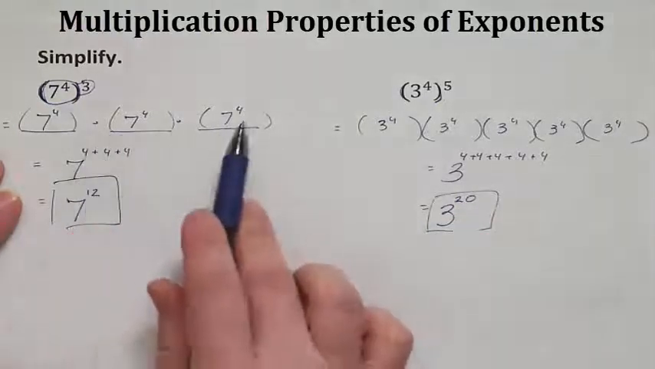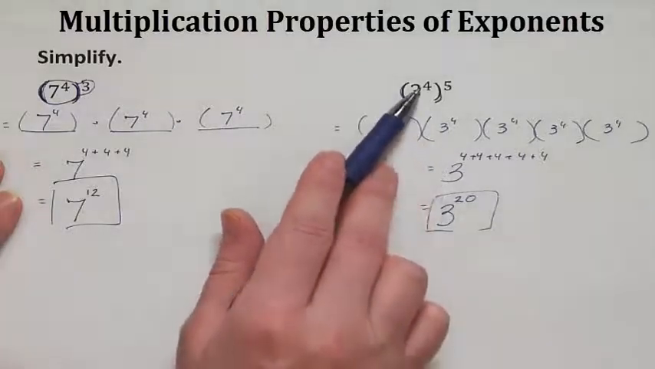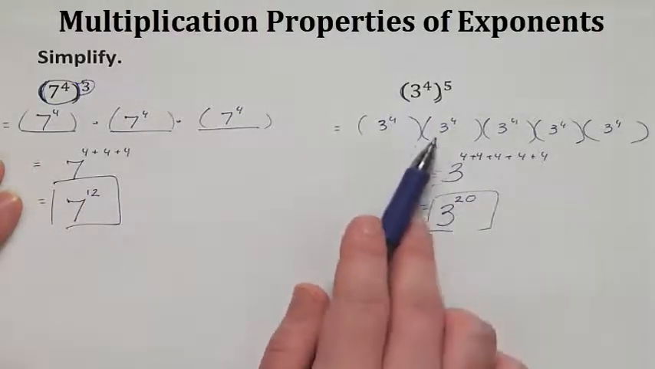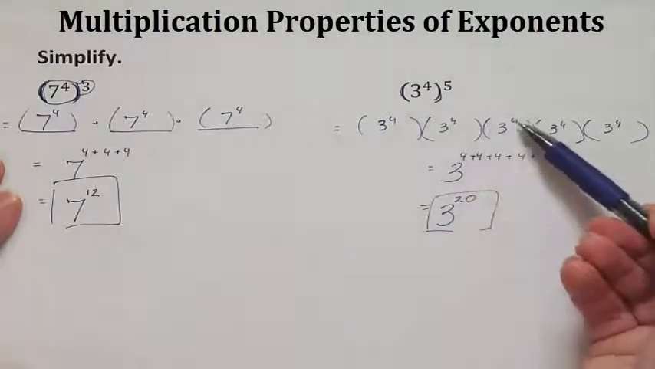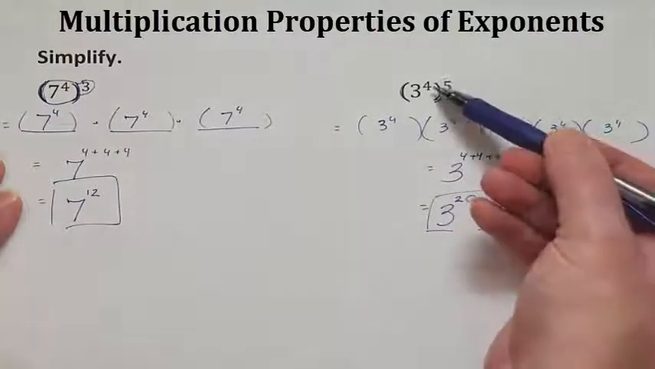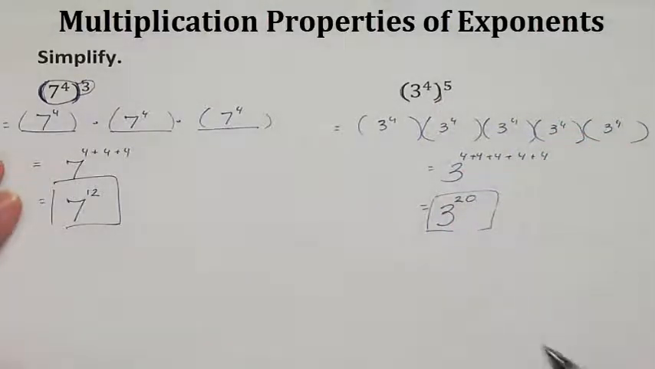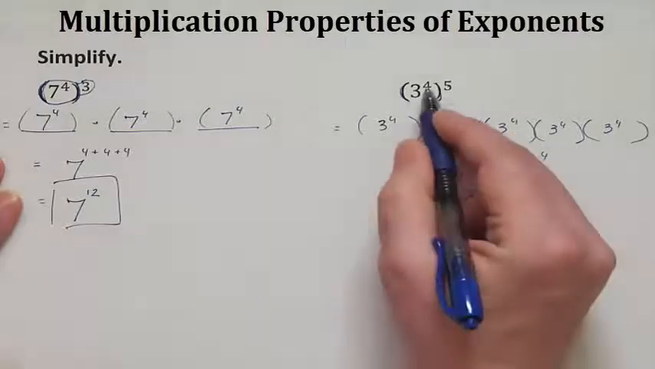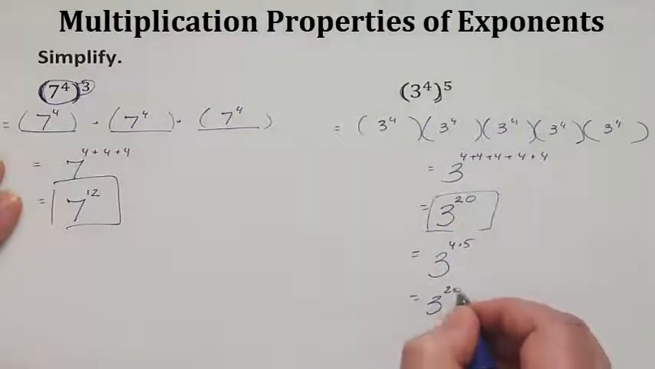Well, if I didn't want to do it out the long way like we did in our previous rule, how could we go from this problem to this? Well, I see that I drew 5 groups of exponents of 4. I had 5 groups of 4. Well, 5 groups of 4 gives me 20. That's multiplication. So if you multiplied their exponents together like this, you could have gotten 3 to the 20.